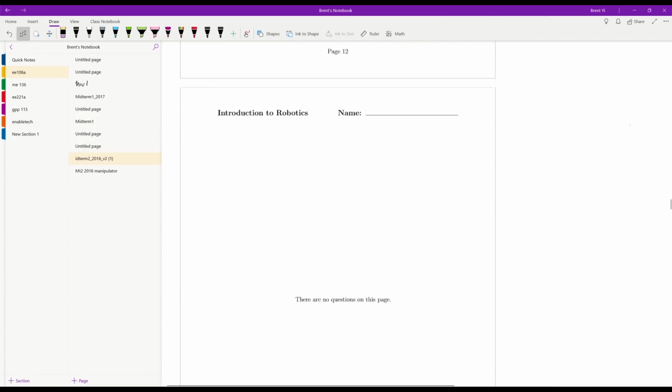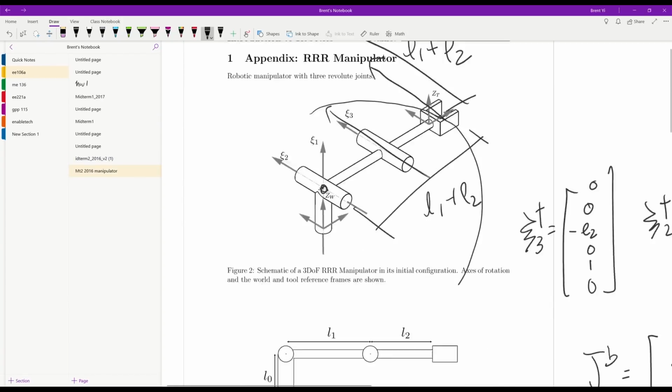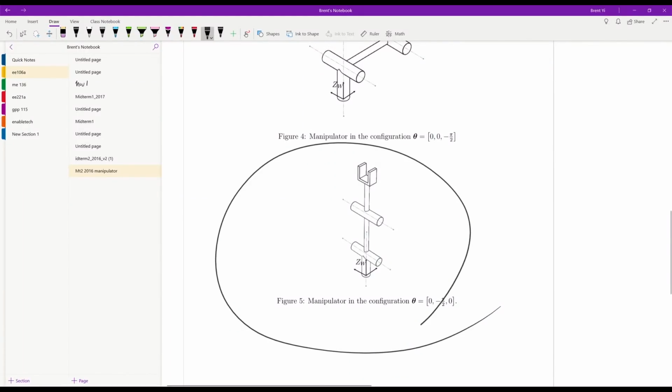Question 6 is on wrenches, and it wants us to look at the manipulator in Appendix 1, Figure 5. So let's look at that. That's just the manipulator in this configuration right here, where the joint angles are 0, -pi/2, and then 0.